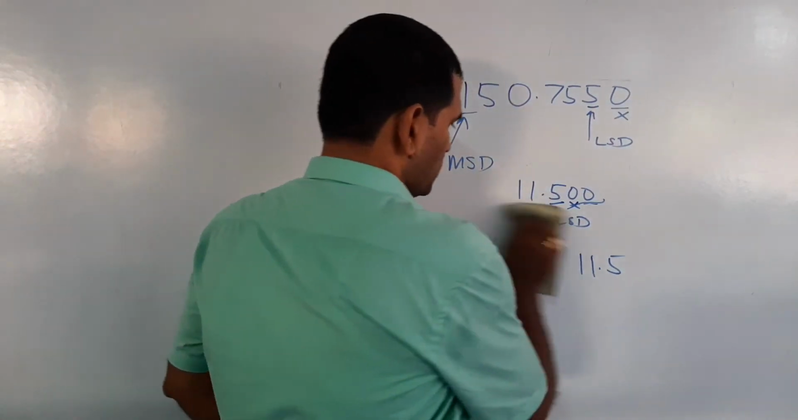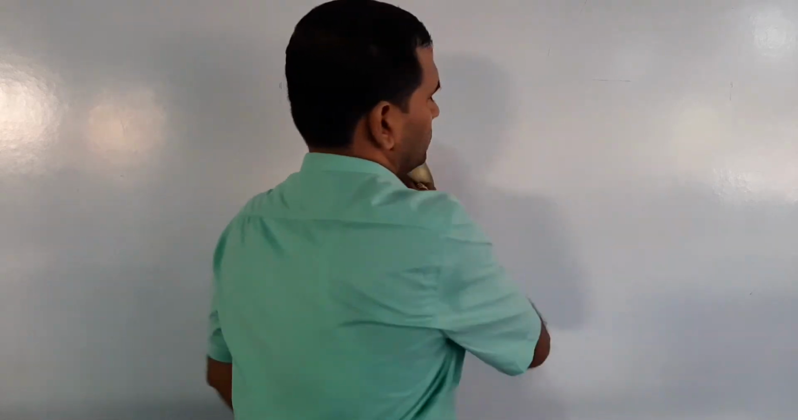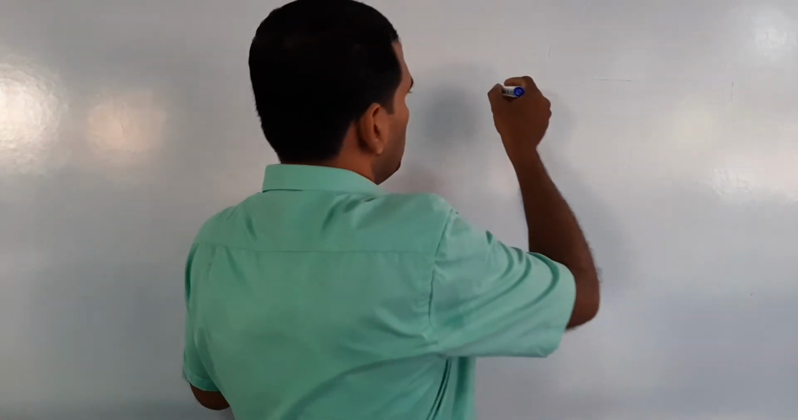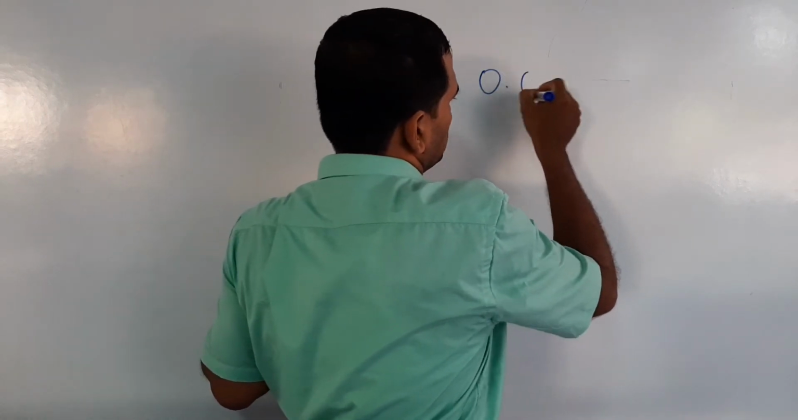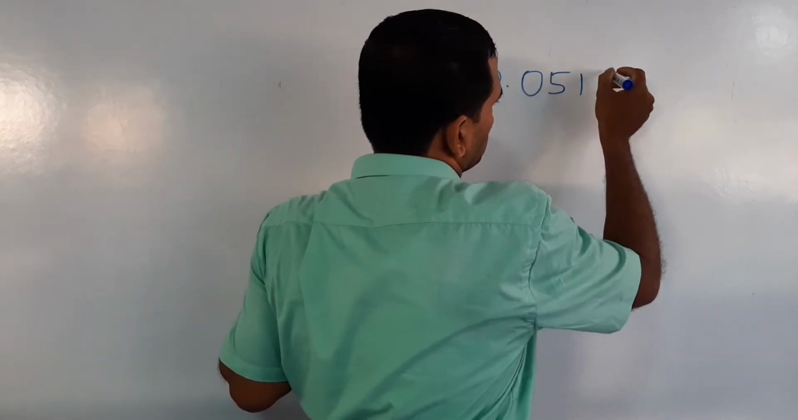I take another example, right? So let me take another one. So here I have 0.0516.